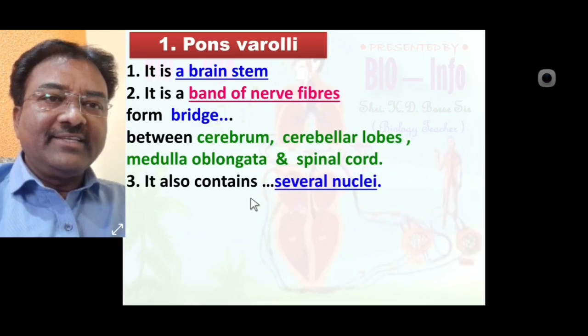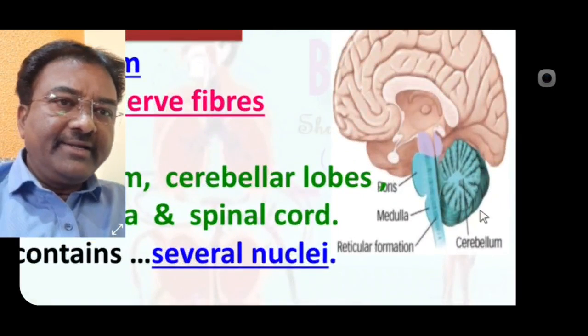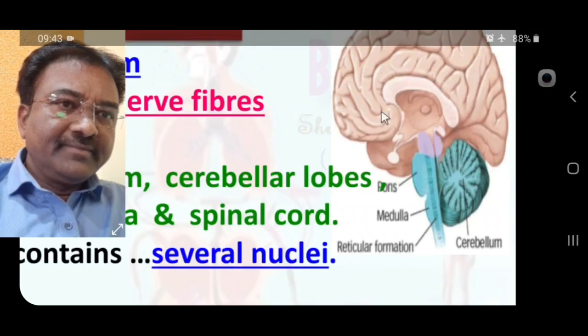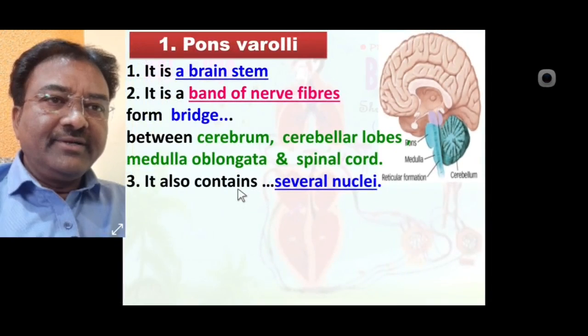Pons varoli region contains several nuclei. Seen here, pons varoli part. This part is pons varoli. It contains nerve fibers that form a bridge between, this one is cerebrum, cerebellar lobe, and this part is medulla oblongata and spinal cord. So it is a bridge or stem of the brain.